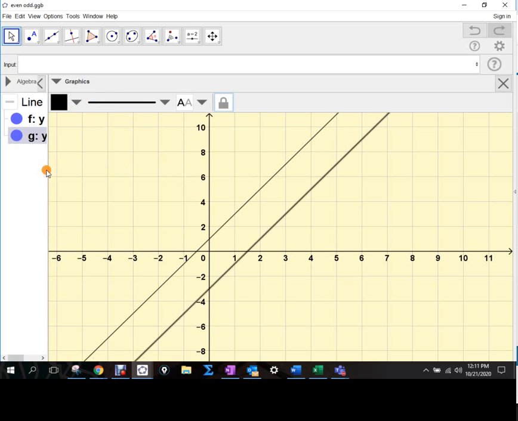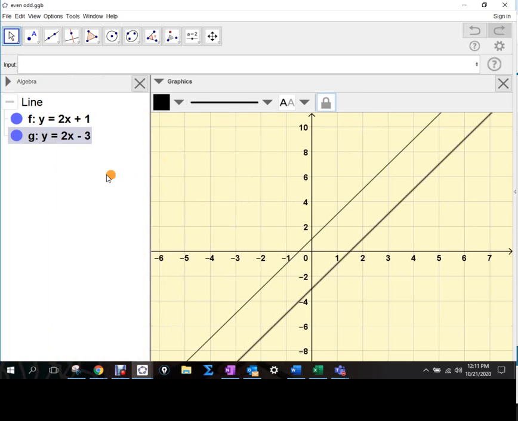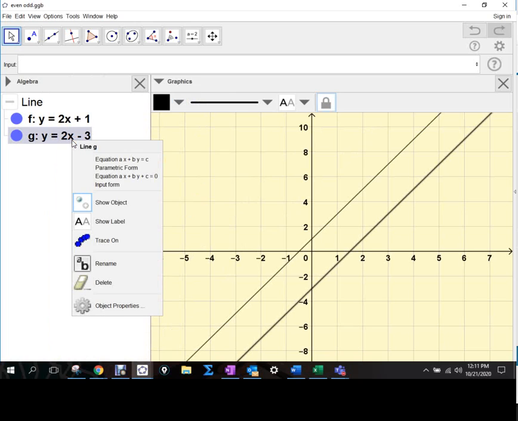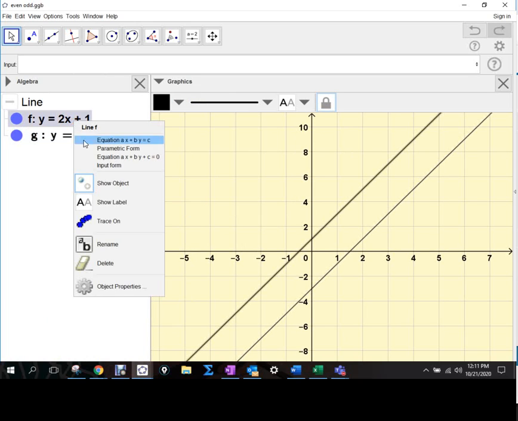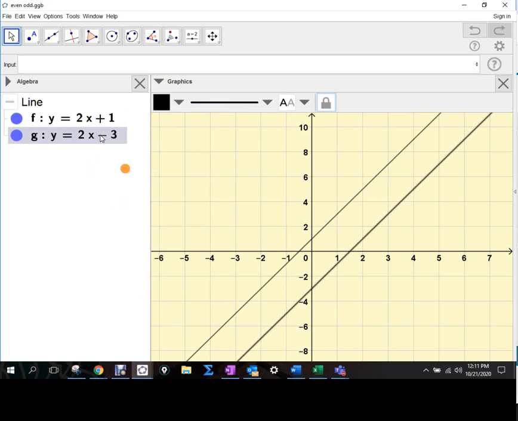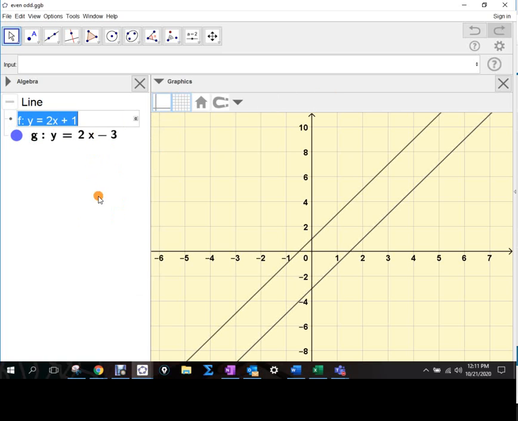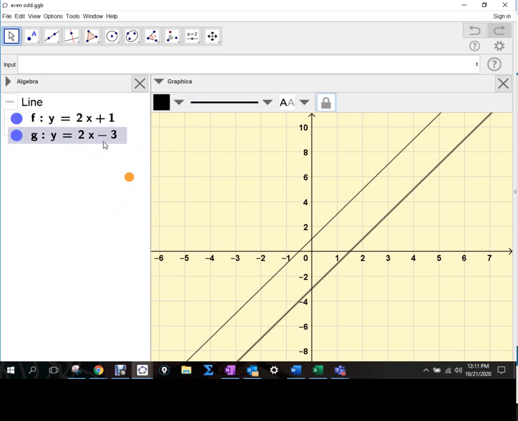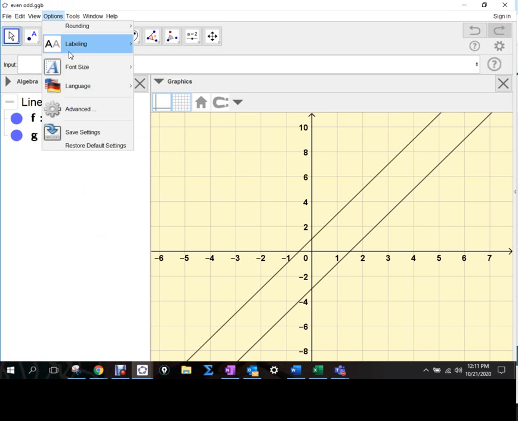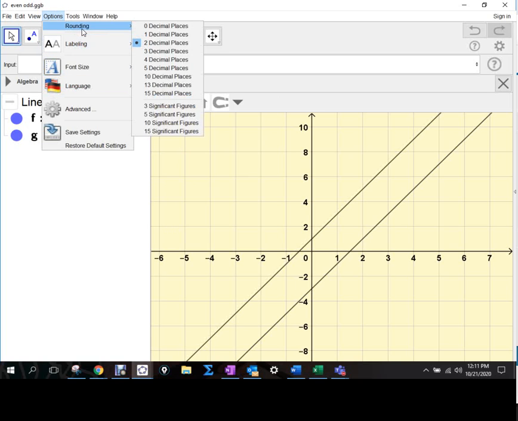Okay, do you remember what the algebra said last year about lines being parallel? Why is it doing that? Well, I don't know why GeoGebra is doing that. Let's do this. 2.0001. Okay. There we go.